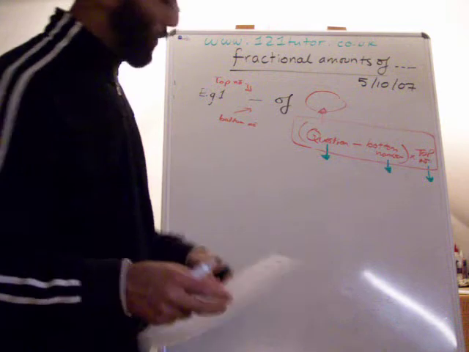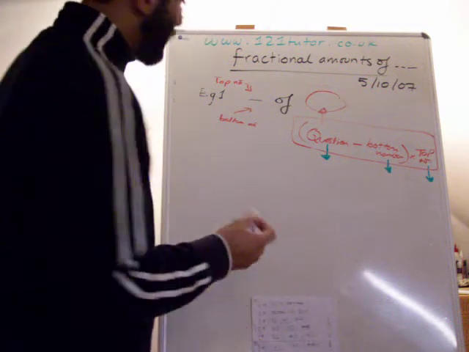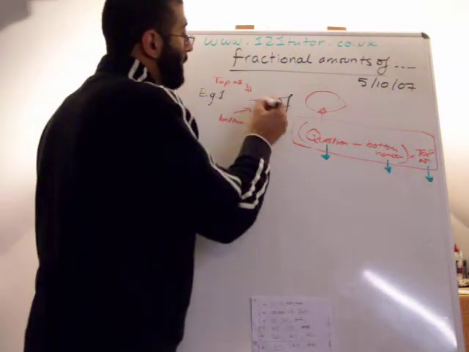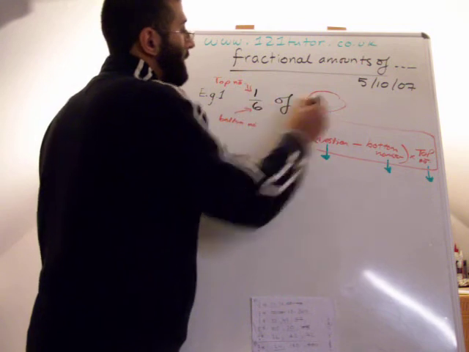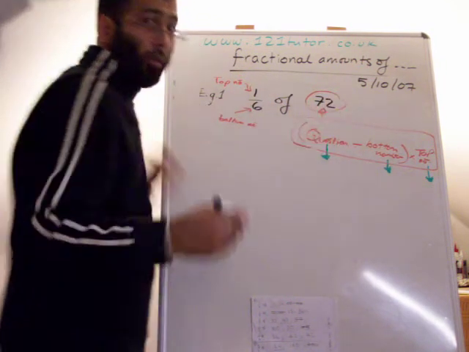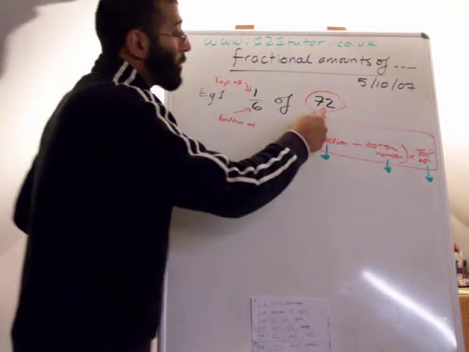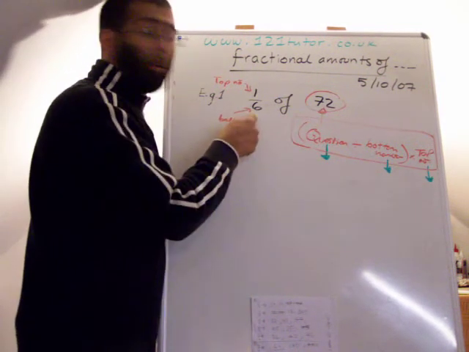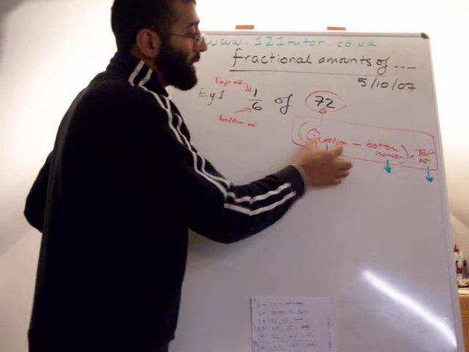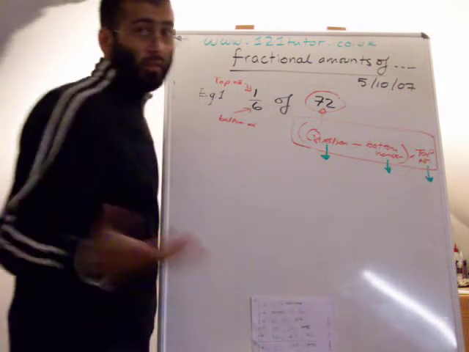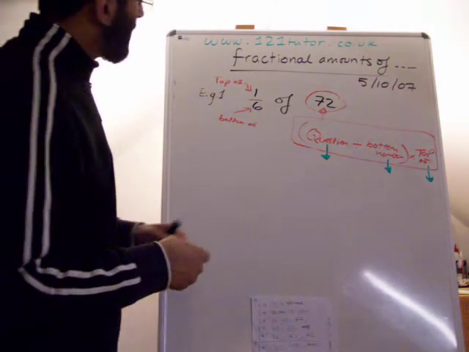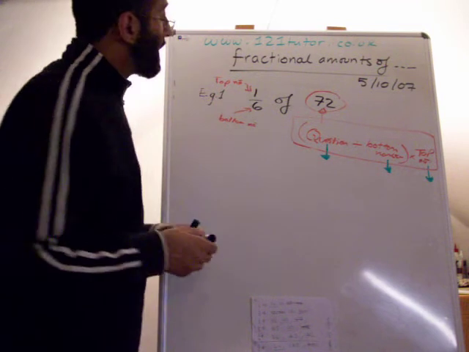1/6 of 72. Okay, 1/6 of 72. Now, if you look back at this question, we still have the same components. We've got a question, we've got a bottom number, and we've got a top number. The question, bottom number, top number. And that's what we're doing. So now what we have to work out is 1/6 of 72.